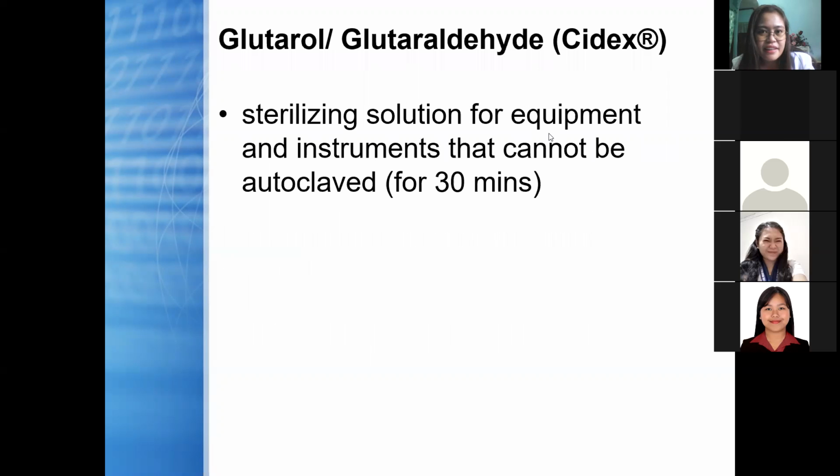Okay? And then we have another anti-infective under the aldehydes. We call it glutarol or glutaraldehyde. Our brand name in the market for this is Cidex.